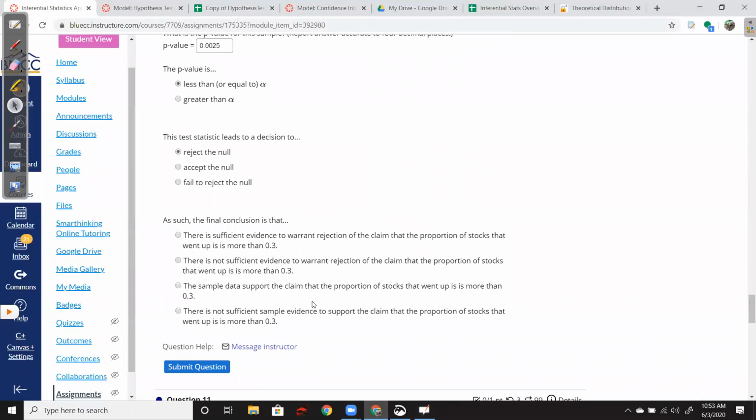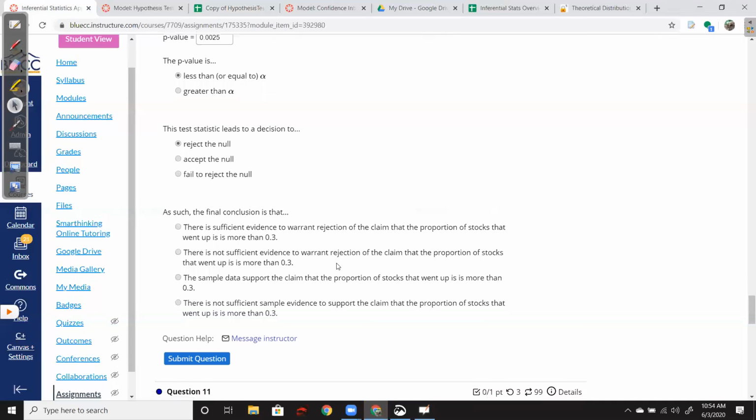Oh, and then we have to pick the right conclusion, which I already wrote up. And these are kind of tricky because I screw up the wording, and sometimes multiple choice is rough. There is sufficient evidence to warrant rejection of the claim that the proportion of stocks that went up is more than. No, we aren't rejecting that it's more than. That was the alternative. We're accepting that. There is not sufficient evidence to warrant rejection of the claim. Not sufficient evidence to reject, which means we fail to reject. No, that doesn't look right either.